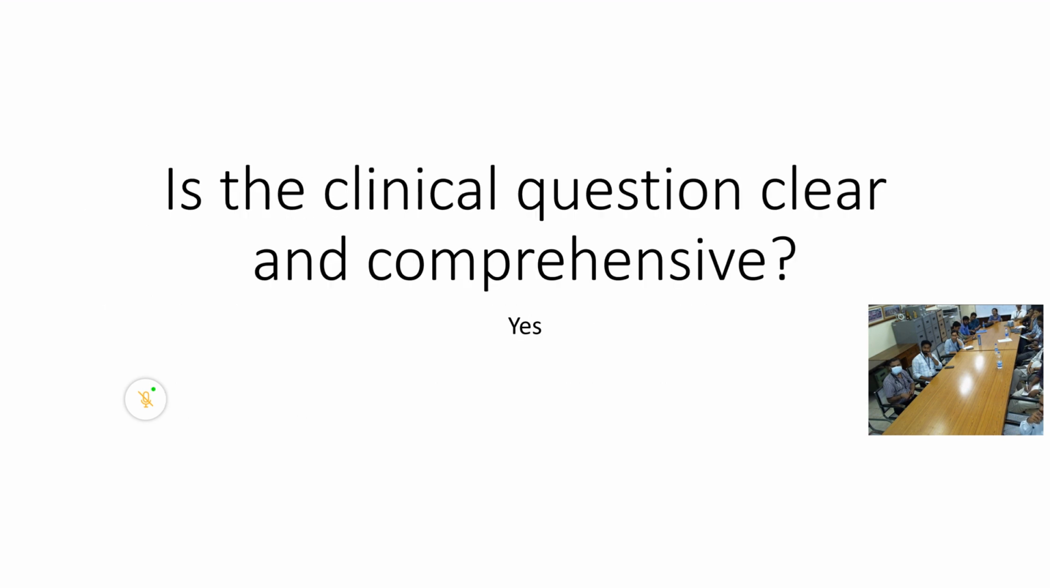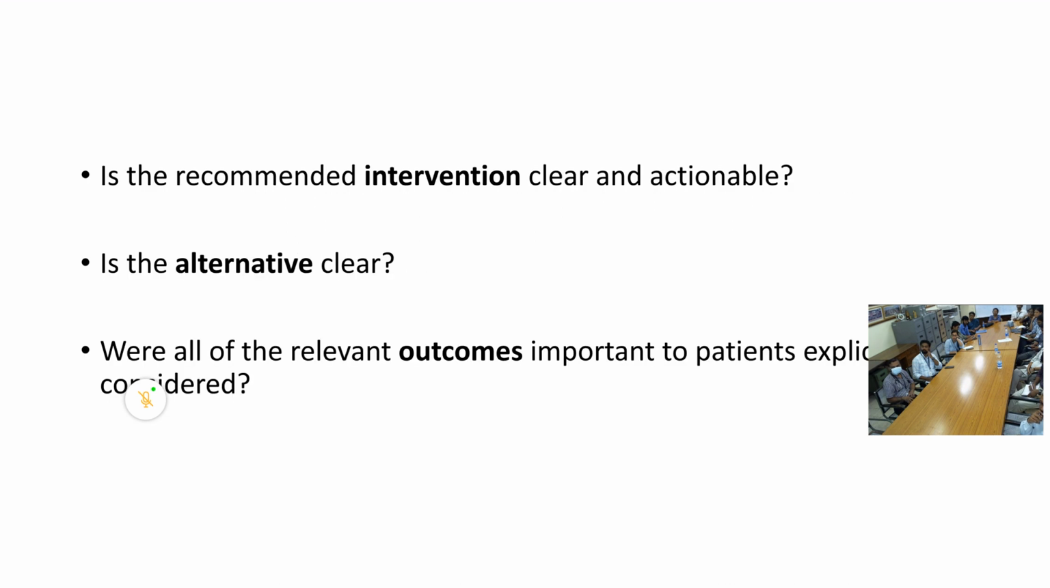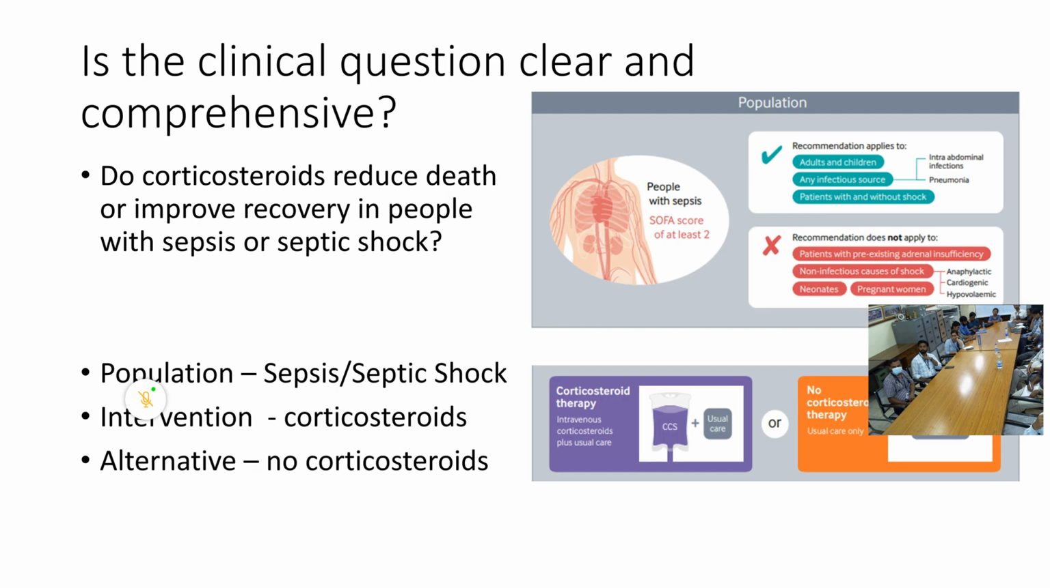So coming to the first question, is the clinical question clear and comprehensive? For this study, I felt that the clinical question was clear and comprehensive. Under this, we look at 3 things: whether the intervention was clear, whether the alternative to the intervention was clear, and whether all the relevant outcomes were considered. In this study, the clinical question that they asked was, do corticosteroids reduce death or improve recovery in people with sepsis or shock? So the population was defined as patients with sepsis or patients in septic shock. Intervention was corticosteroids, and alternative was no corticosteroids.